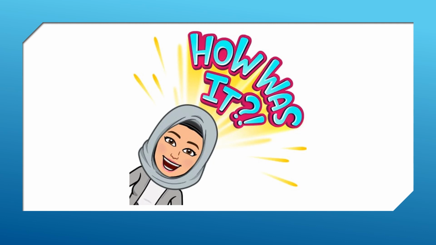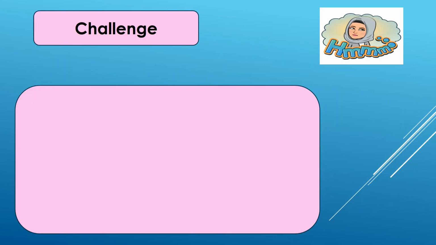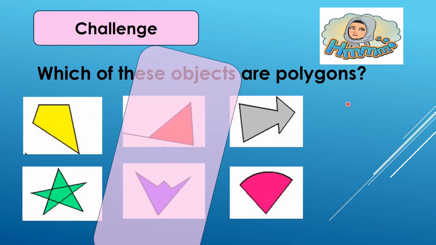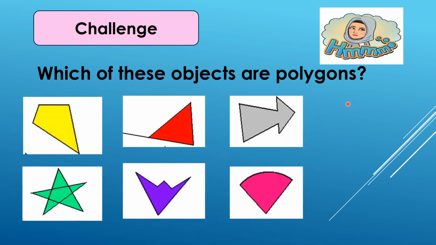So how was it so far? I think it's very easy. Now let's have a small challenge here. It's an easy challenge. Now I want you to identify which of these objects are polygons. I'll reveal now the shapes. If you identify the polygons, you can circle them. So let's start. Now you can have a few seconds. Look at these shapes and think about the objects that are polygons.